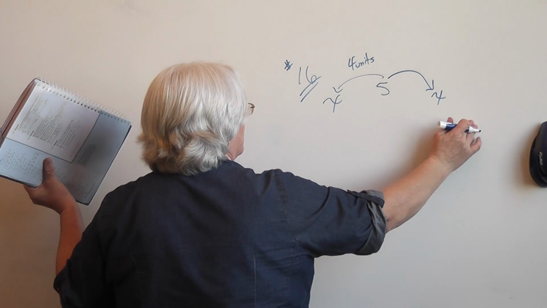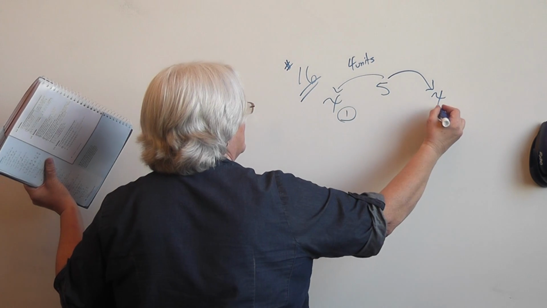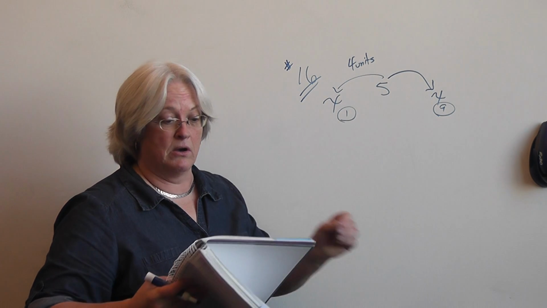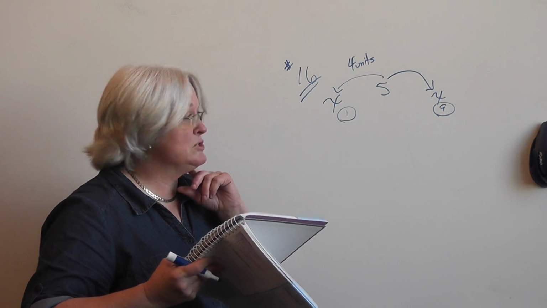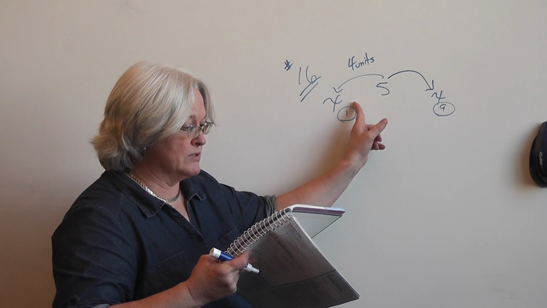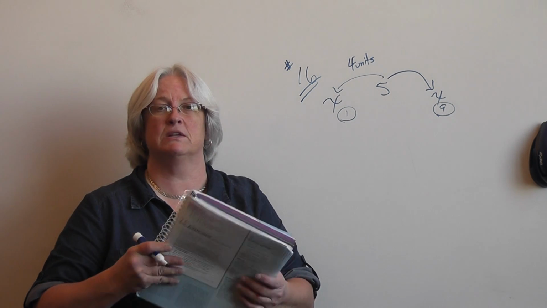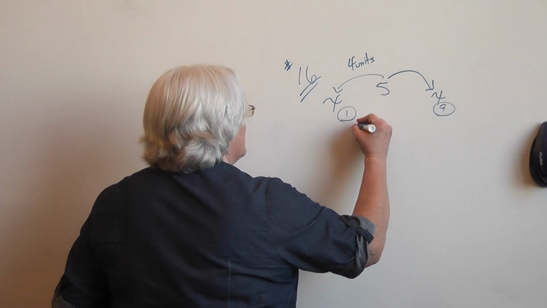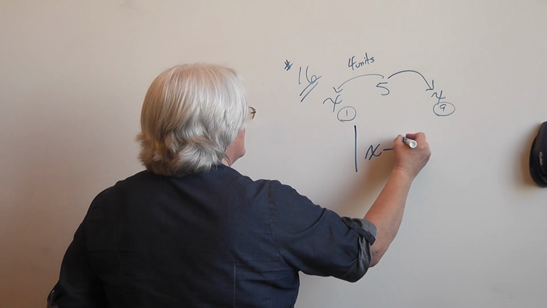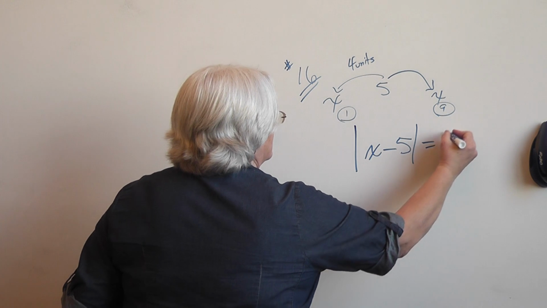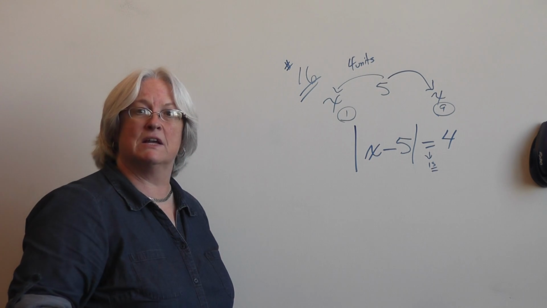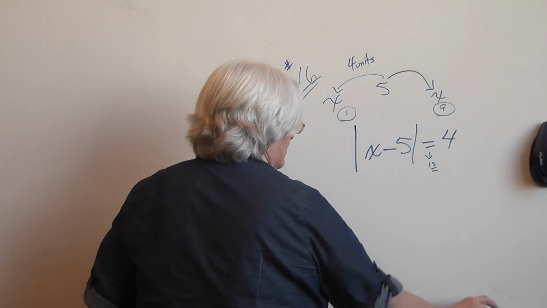So it can be either here or it can be here. What are our number values going to be? They're going to be 1 and 9, aren't they? But they don't want to know what the numbers are. They want you to translate it into an equation. So what you say is the distance from a number to 5 is 4. Remember that equals translates into is. So let's solve this equation here.